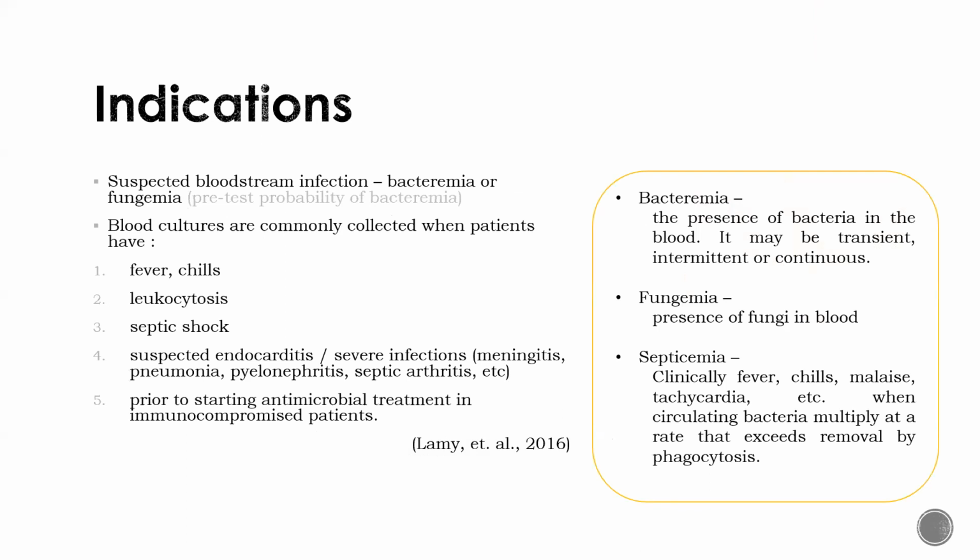Only about the pediatric bottle, right? Okay, it's okay. So for blood culture, the ultimate indication is when you suspect there is infection, either bacteremia or fungemia. So what is bacteremia? It is the presence of bacteria in the blood, which can be transient, intermittent or continuous. Fungemia is the presence of fungi in the blood.